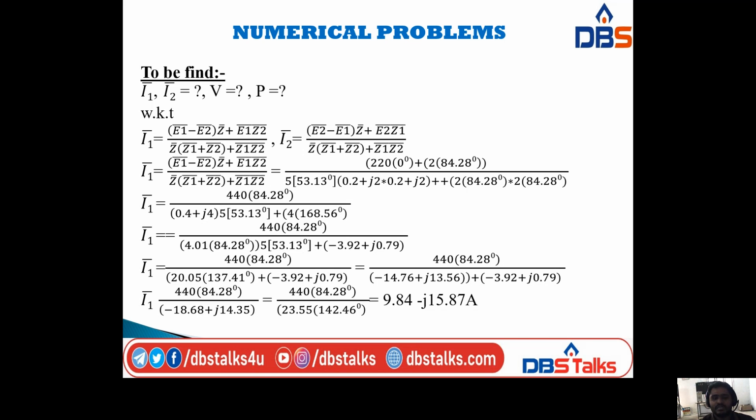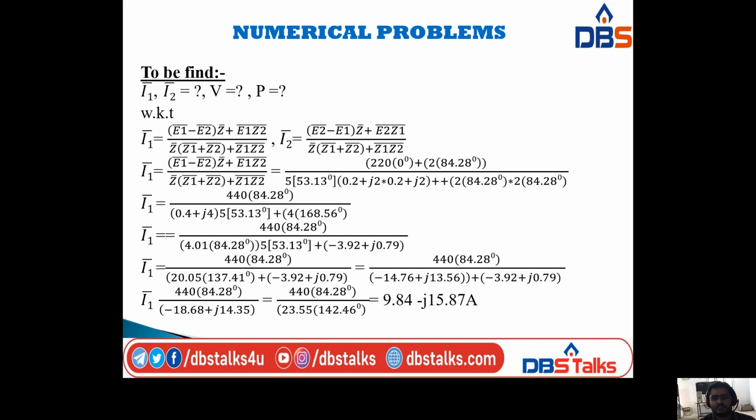That is I1 bar is equal to (E1 bar minus E2 bar) into Z bar plus E1 bar Z2 bar, by Z bar of (Z1 bar plus Z2 bar) plus Z1 bar Z2 bar, and I2 bar is equal to (E2 bar minus E1 bar) into Z bar plus E2 bar into Z1 bar, by Z bar of (Z1 bar plus Z2 bar) plus Z1 bar into Z2 bar. In this one we are calculating the first I1 value and next I2 value.